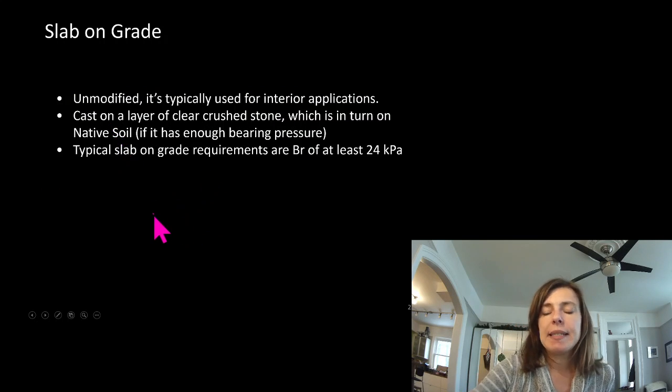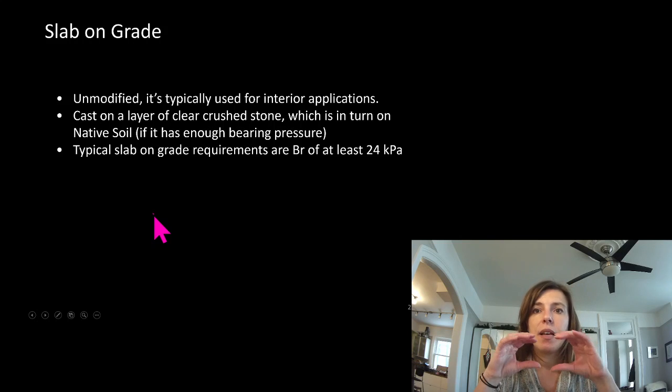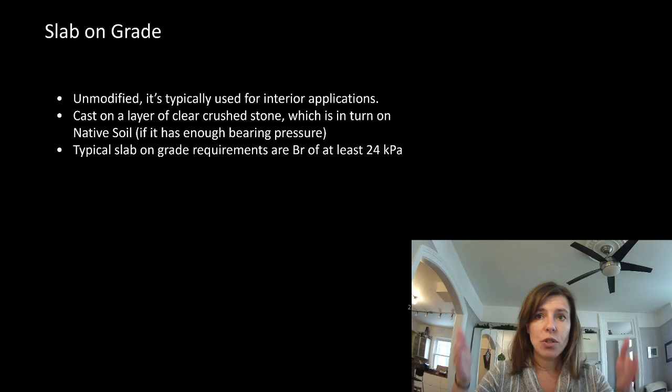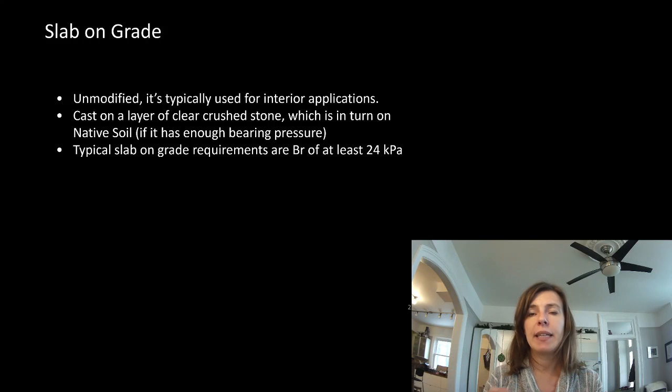Slab on grade. Slab on grade is the floor that just sits on soil. So it's not our strip footings, it's not our spread footings, it is the very bottom level of floor that we have on a project. So if you have a basement, it's the floor in the basement. If you don't have a basement, it's the thing sitting on the soil.